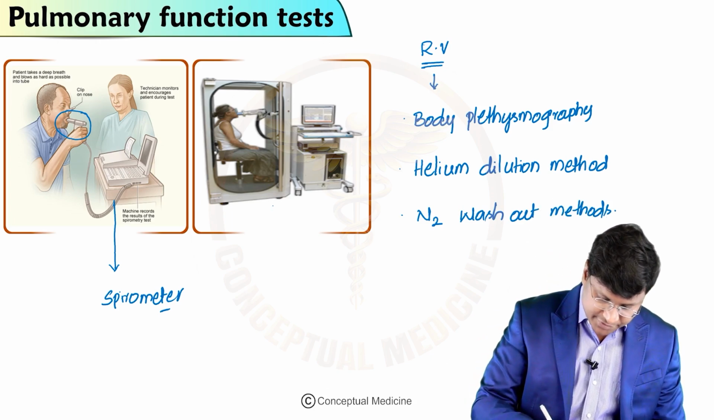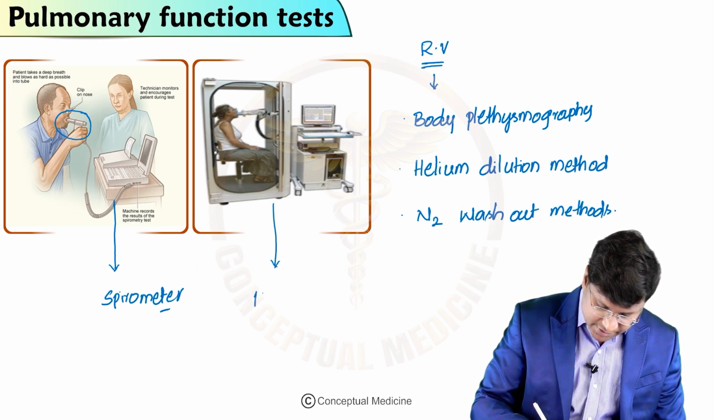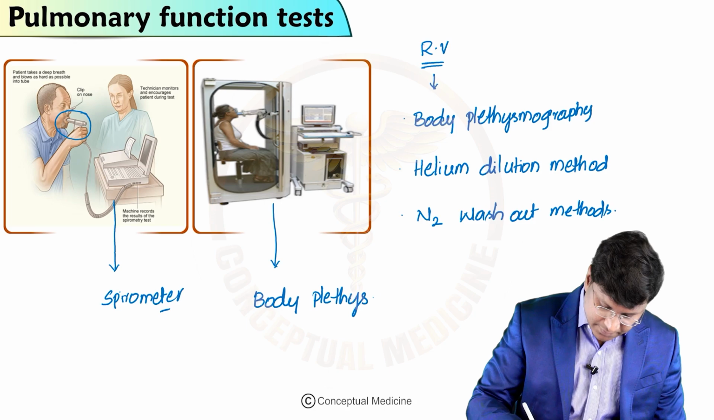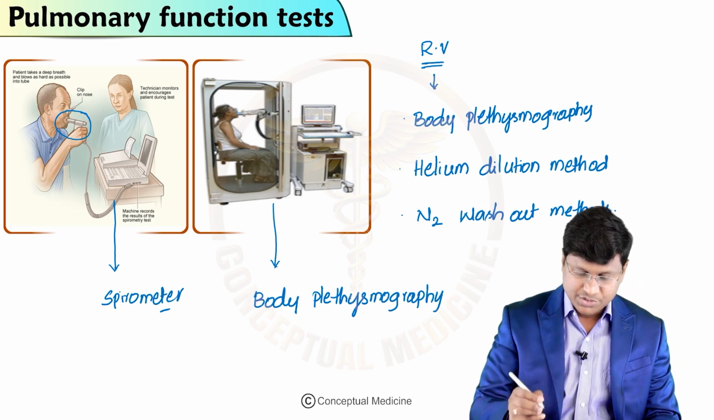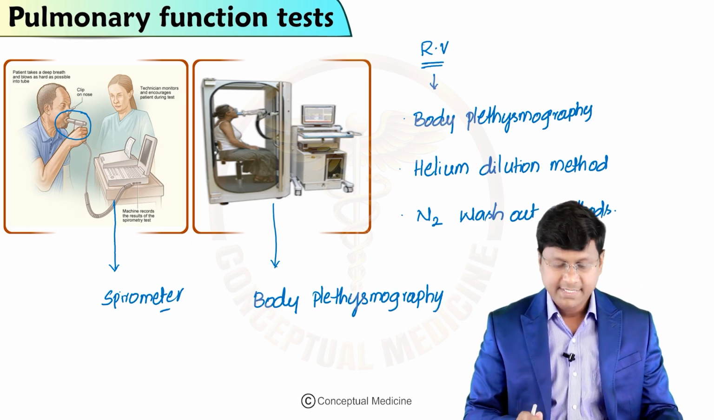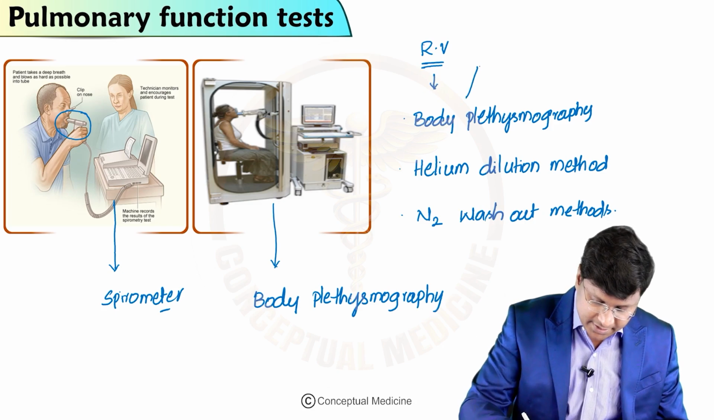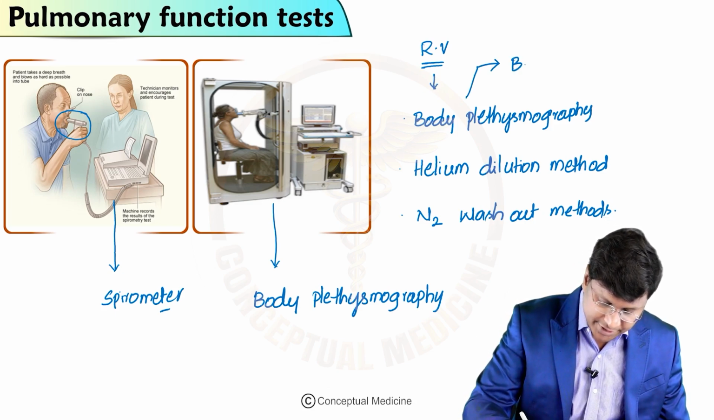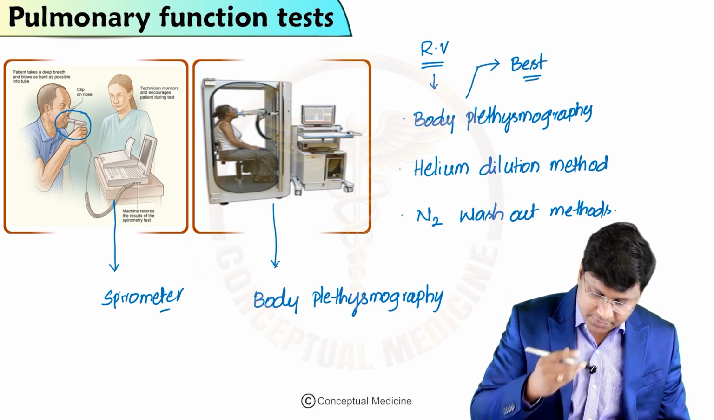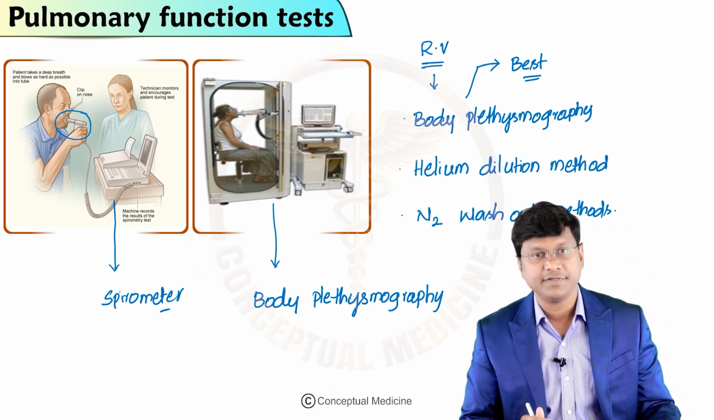Now the instrument which is being shown to you here is body plethysmography. This is the instrument with which we measure the residual volume, and these are the various methods. The best method of measuring the residual volume is by body plethysmography.